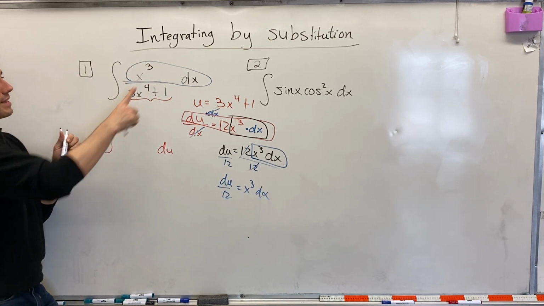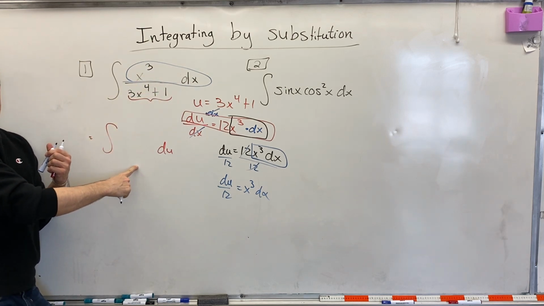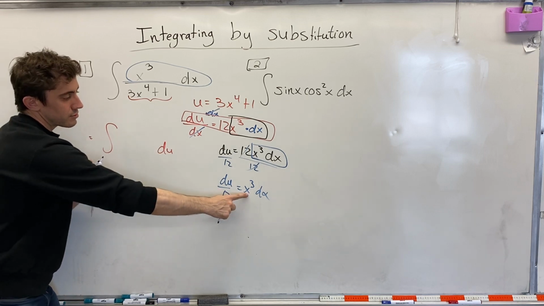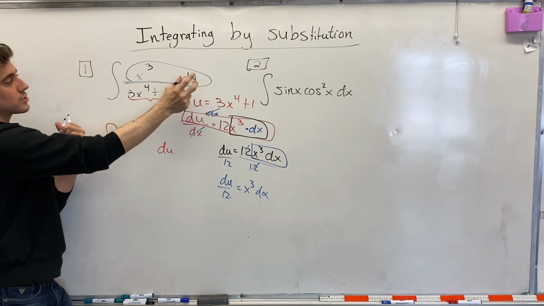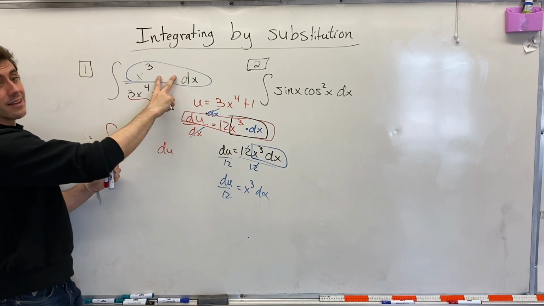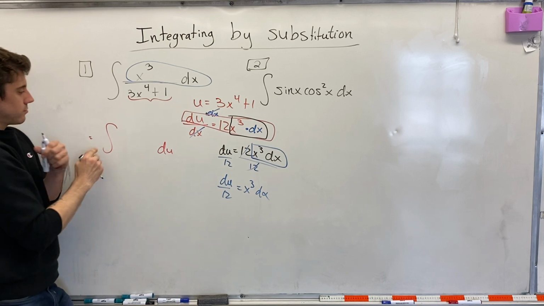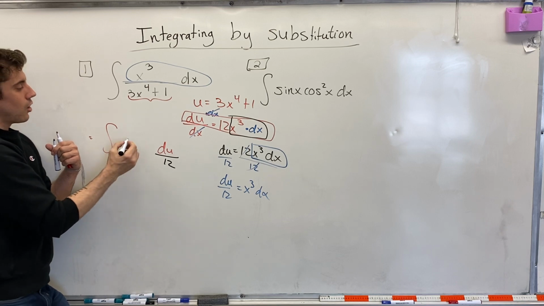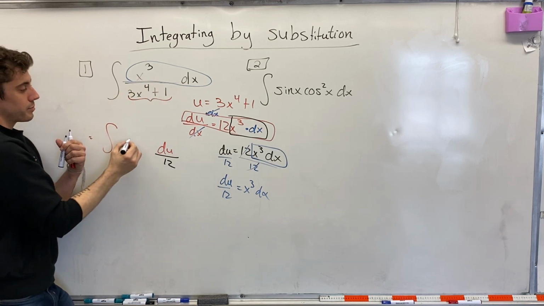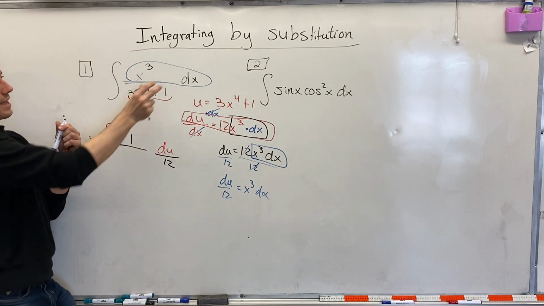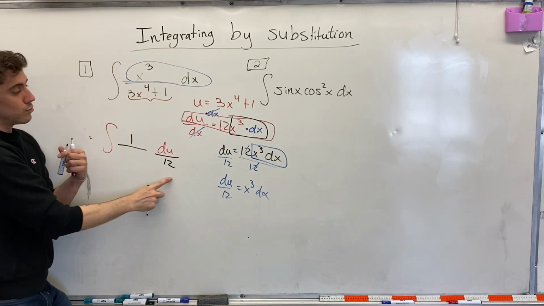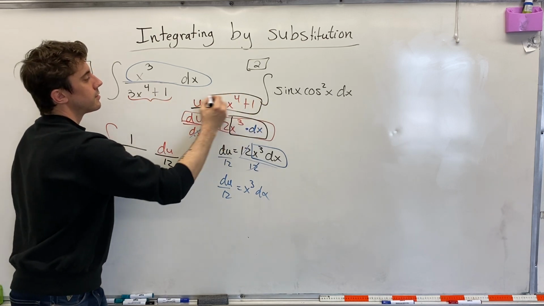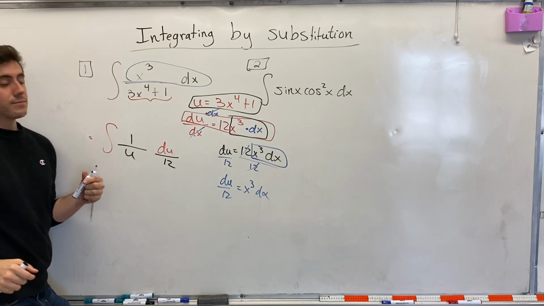Now we're ready to actually make our substitution into our integral with respect to u. We have that du over 12 is equal to x cubed dx. That x cubed dx, we're going to replace with du over 12. Now all that will be left in the numerator is a 1. There's nothing else in the numerator anymore, because x cubed dx was replaced with du over 12. And the denominator, 3x to the 4 plus 1, is precisely u. And so we simply have 1 over u times du over 12.